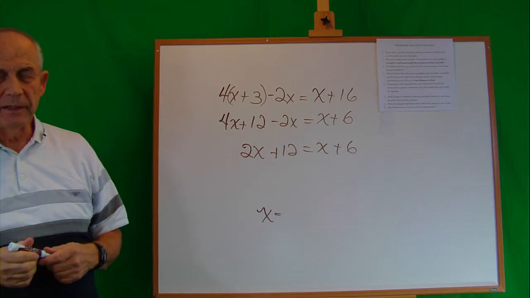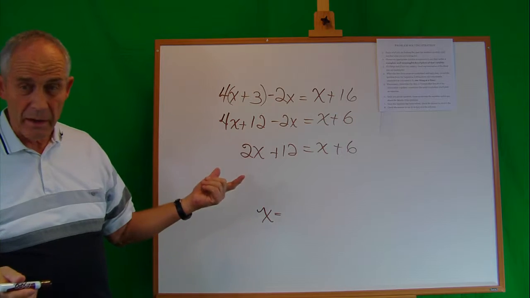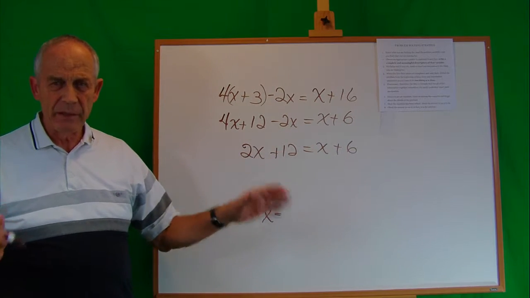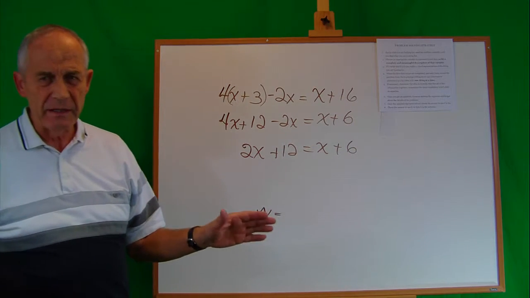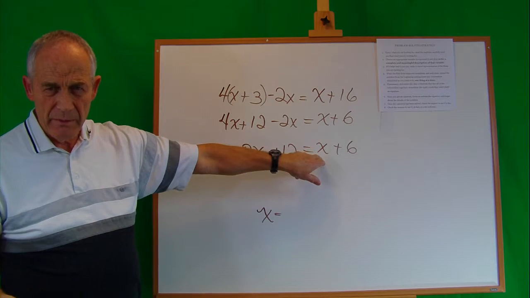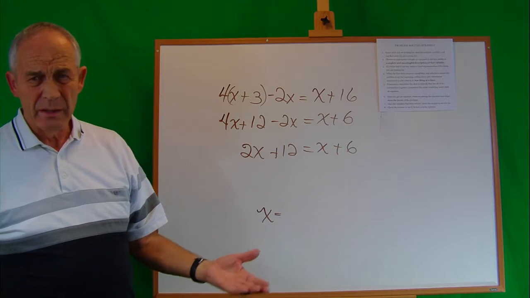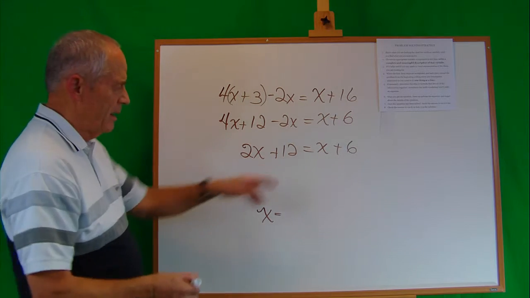The next thing we needed to do is check to see if there are variable terms on both sides, and there are. So we have to get rid of one of them. There isn't anything that says which one, but in this case, we're probably going to want to get rid of this one, because if we get rid of the smaller one, we aren't going to have to deal with negatives.